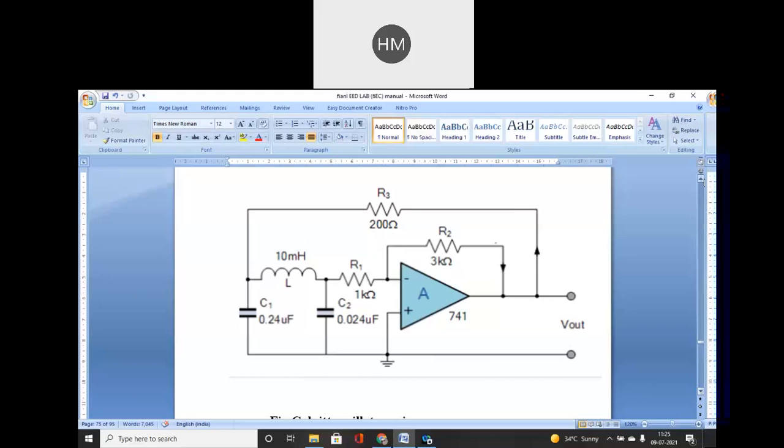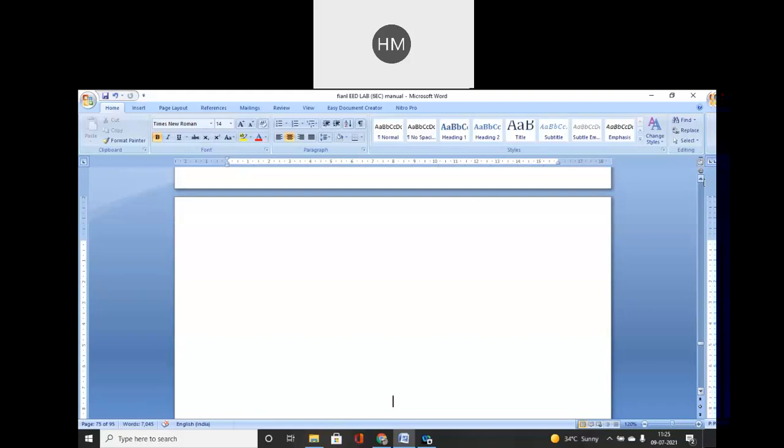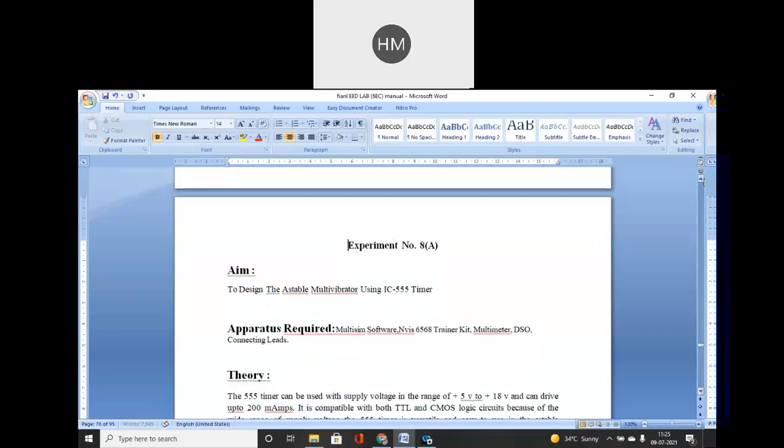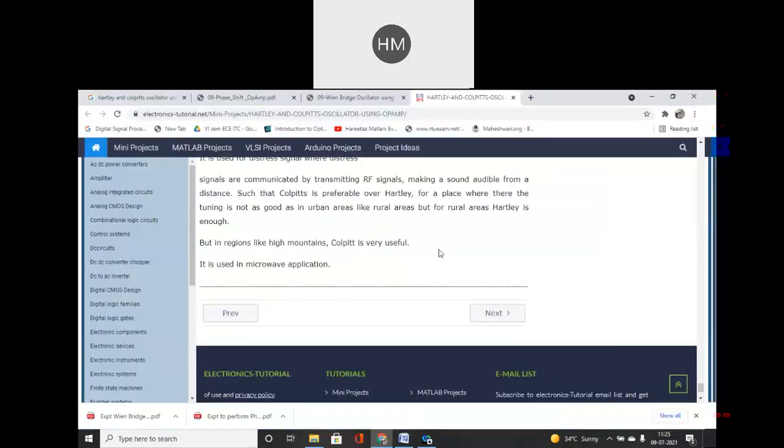Now I will tell you about the Wien bridge circuit also. This finishes the Hartley and Colpitts oscillators. Here, what you have to do is take screenshots of all your results, design your circuits, and if you have any doubt related to this oscillator, you can ask. The next experiment is your multivibrator, which we'll discuss in the next class.